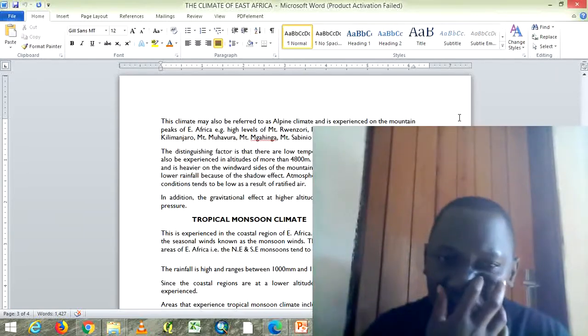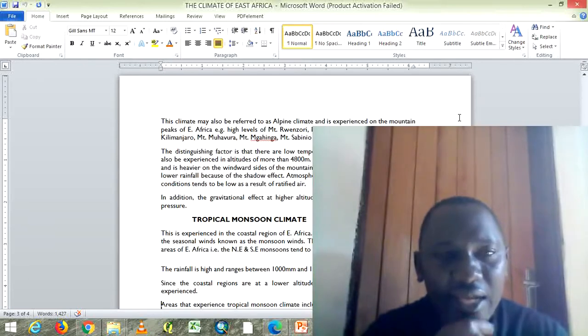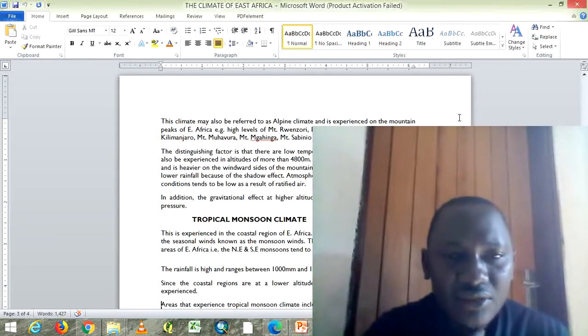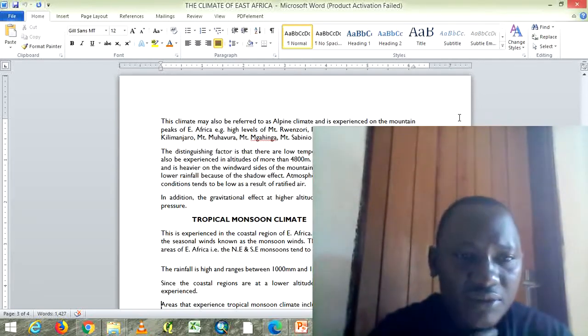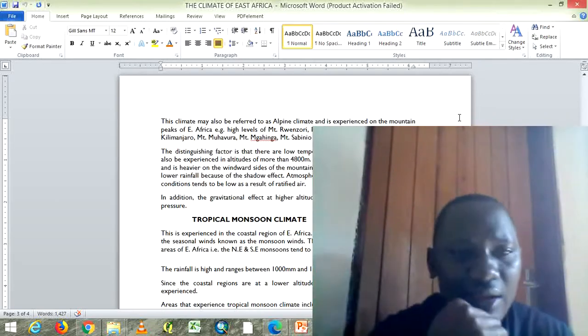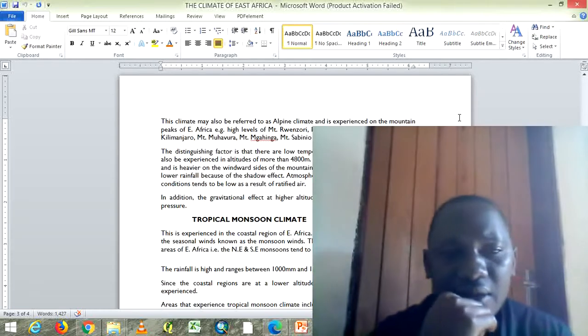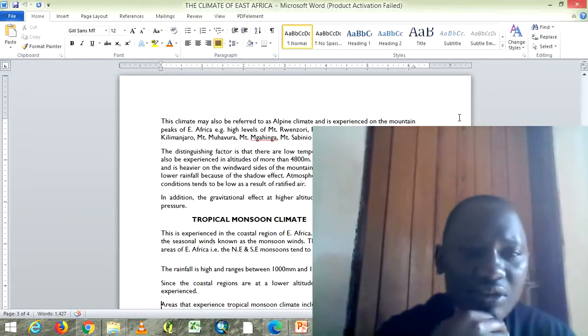The distinguishing factor here is that there are low temperatures experienced. So the key characteristic of mountain climate is low temperatures. Snowfall may also be experienced at altitudes of more than 4,800 meters. And the type of rainfall received is relief rainfall, which is heavy on the windward side of the mountains and also scarce or lower on the leeward side of the mountain due to the rain shadow effect. Atmospheric pressure in mountain climate conditions tends to be too low.